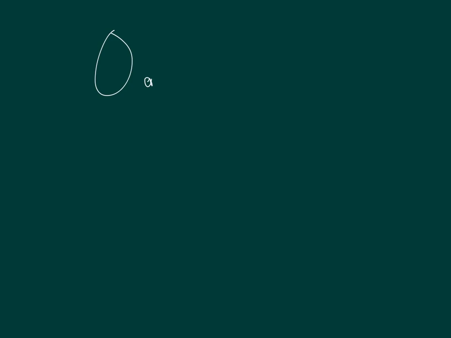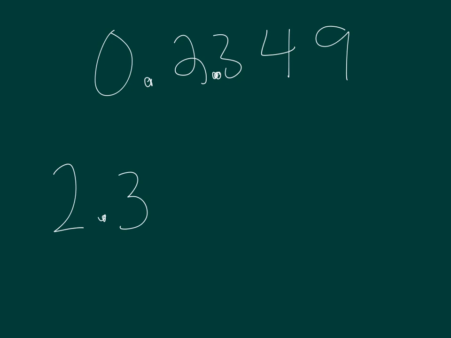I have 0.2349. That's 2,349 10,000ths, and I want you to write that in scientific notation. So first I need to figure out where my decimal point is going to go. Well, I want it to be between 1 and 9, so it's going to go right between my 2 and my 3. So I'm going to go ahead and write this number 2.349, and I'm going to multiply that by 10 to some power.